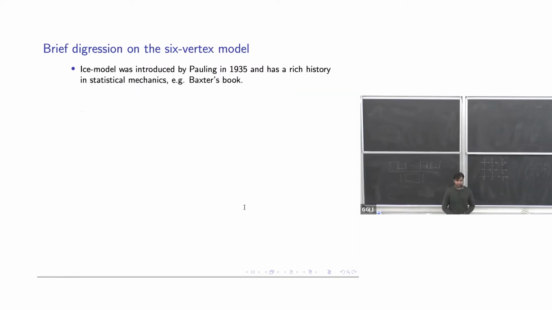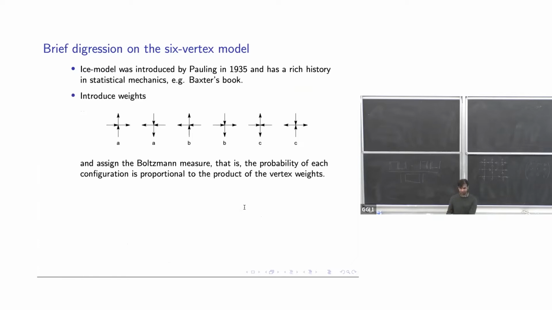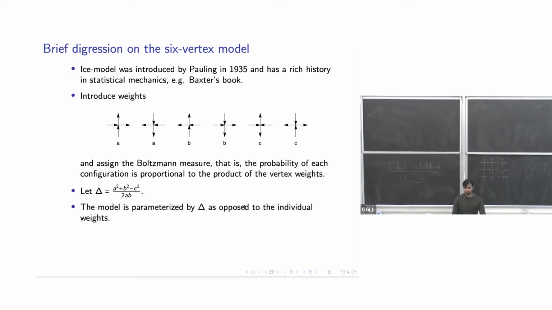Okay, right. So let's have a small digression on the six-vertex model. The six-vertex model is quite an old model. It was introduced in the 30s and has a very rich history in statistical mechanics. And normally what one does is one introduces weights, a's, b's, and c's. And then the probability that you pick a configuration is proportional to the product of these vertex weights, so the usual Boltzmann measure. And there is a parameter delta, which is a squared plus b squared minus c squared divided by 2ab. And this model is parameterized by this delta as opposed to the individual weights.